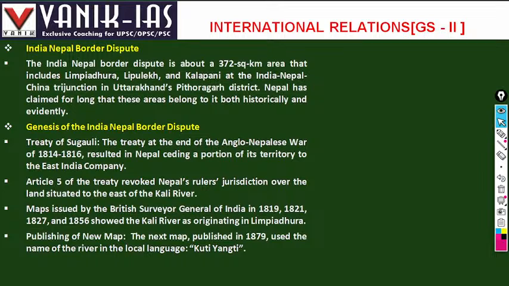Maps issued by the British Surveyor General of India in 1819, 1821, 1827, and 1856 show that the Kali River originates in Limpiyadhura. Publishing of new maps: the next map, published in 1879, used the name of the river in the local language, Kuti-Yankti, not the Kali River.